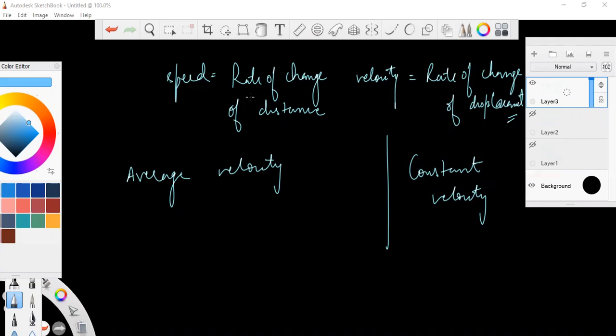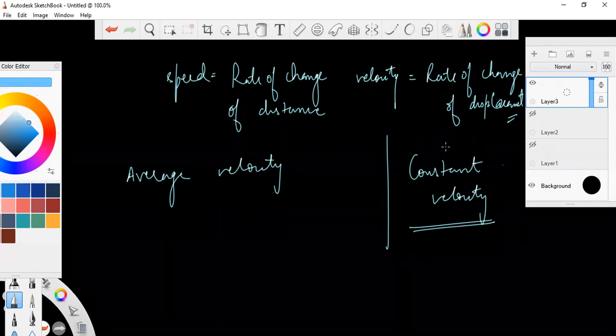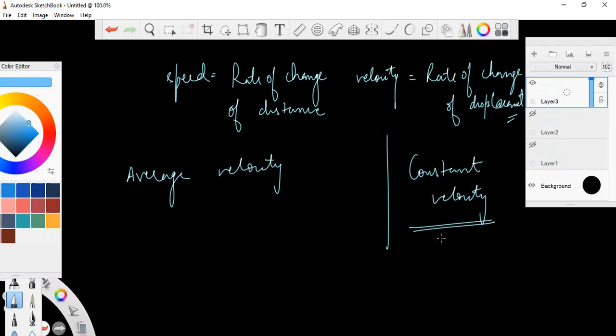This is what, constant or average? Constant, covers equal displacement per unit time. Constant velocity is when the object is moving with the same velocity. That means the object's velocity is not changing. When will that happen? When the body is traveling equal displacement in equal time, correct?